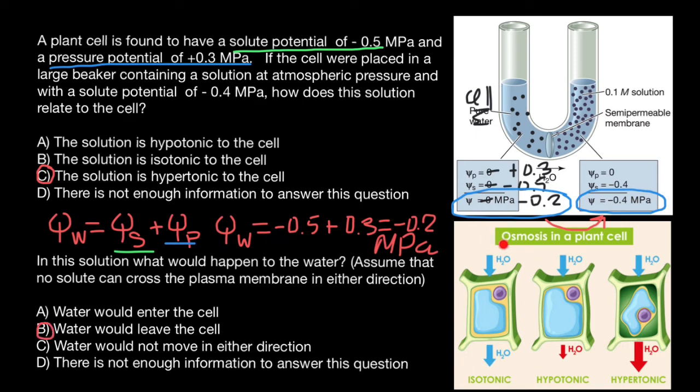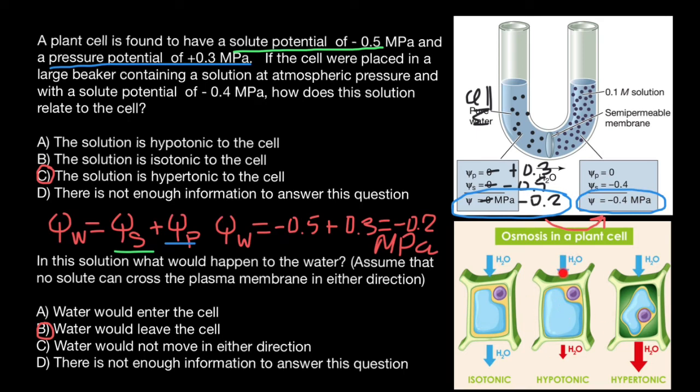The first picture represents isotonic solution, and nothing is going to happen because water potential of the isotonic solution is going to be the same as inside the cell. So water can freely diffuse back and forth. If we place a cell in the hypotonic solution, that means that water would go inside the cell.